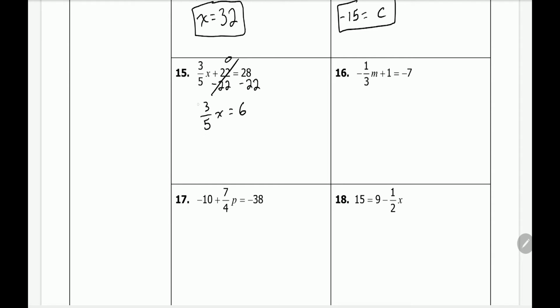Now we have to get rid of this fraction. Remember, to get rid of it, we multiply by the reciprocal. And we have to do that on both sides. Alright. 5 on top, 5 on bottom. 3 on top, 3 on bottom. That leaves us with x is equal to. We have to change the 6 into a fraction. Multiply straight across. 6 times 5 is 30, over 1 times 3 is 3. Well, 30 divided by 3 is 10. That's our answer.